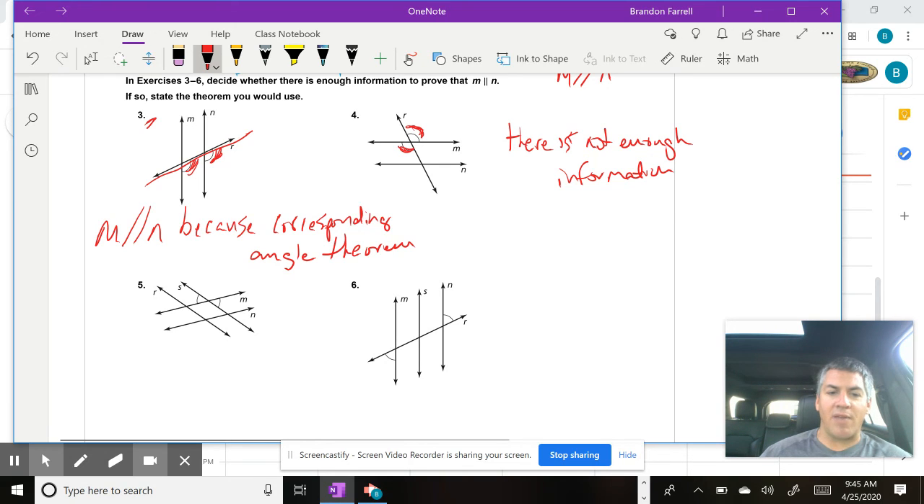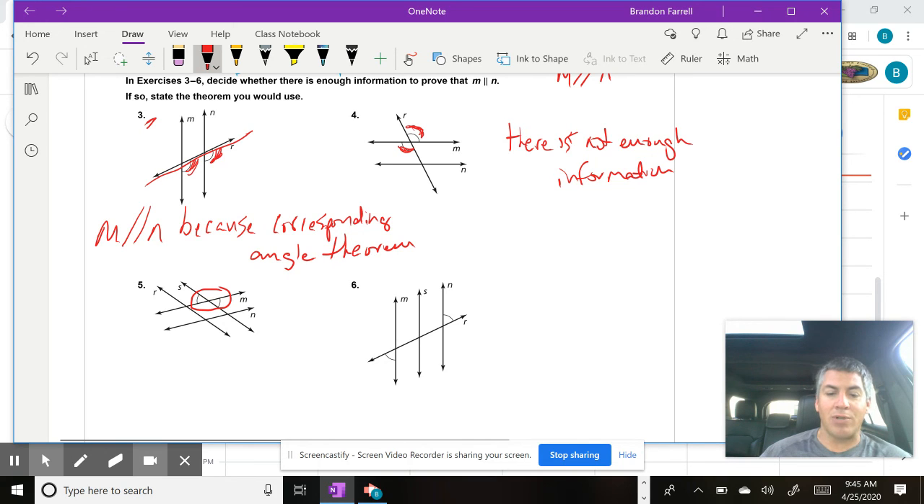And look at number 5. Number 5, basically we're talking again about one intersection. If that's an intersection of 4 streets coming together, that's just one intersection. Those angles are not going to tell us anything about whether M and N are parallel. It has nothing to do with N.